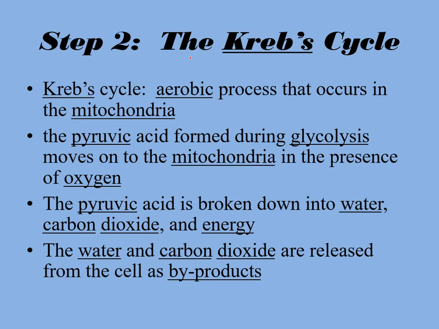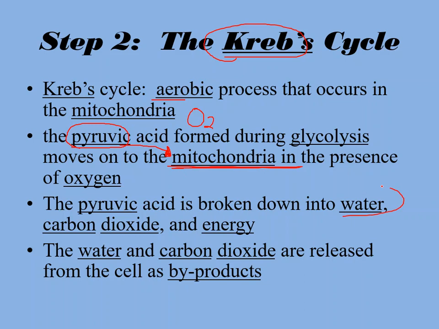All right, step 2 is called the Krebs cycle. Krebs is the guy's last name that figured it out. Here's where oxygen starts to play a role. It is aerobic, which means you do need oxygen. And you take the pyruvic acid, it moves into the mitochondria. So far we've been out in the cytoplasm. So here we're out in the mitochondria now.